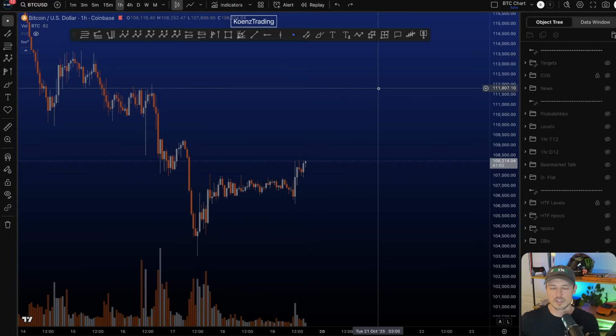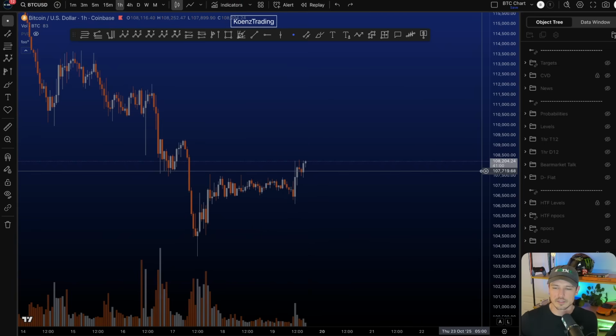Now it's just management. Is it a finished move? Is it not a finished move? We'll see. But this currently does seem more corrective.